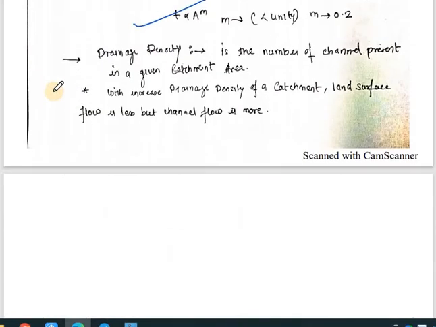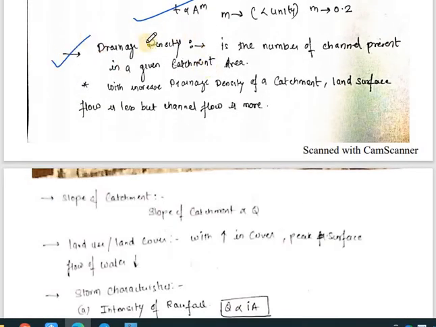Okay. After that, drainage density. If the catchment area in which you are considering the runoff has porous soil, it will absorb more water, so it will create less runoff. And if the soil is non-porous, it will create more and more runoff. So that will ultimately affect the hydrograph shape. Okay, so this is the drainage density.